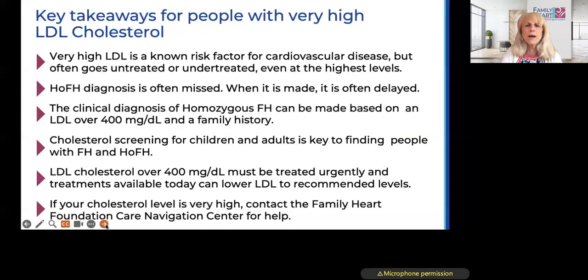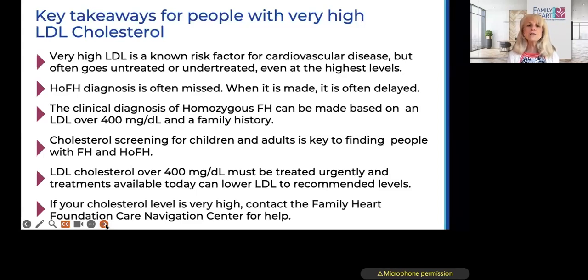So what are some key takeaways? There may be people on this call today who themselves have HoFH, or they're thinking that maybe they do because their LDL is very high, or they care for somebody with HoFH, or you work in research, or you work for a company that makes some of these really important HoFH medications. But it's important to know to advocate for yourself and your family members. Very high LDL is a known risk factor for cardiovascular disease, but it often goes untreated or undertreated. Even people who have the highest levels, as we saw in the real world data, we have people with LDL levels far over 400 who are on no therapies.